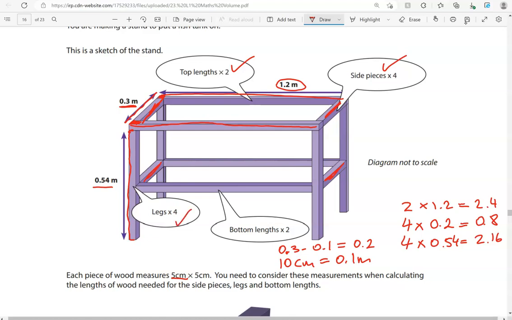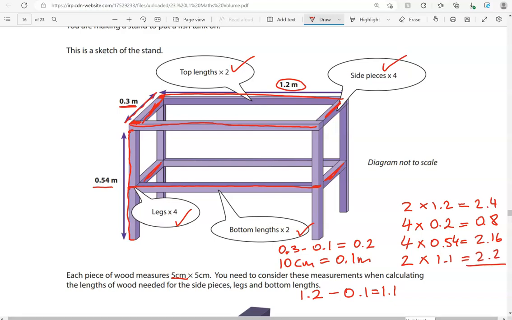Now we've got the bottom lengths. So we know that from this point to this point, that is 1.2 meters. But we need to take away again 10 centimeters, which is 0.1. So 1.2 take away 0.1 gives us 1.1, and it's 2 of these. So 2 times 1.1 gives us 2.2.